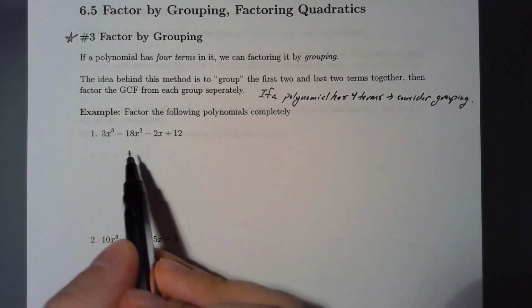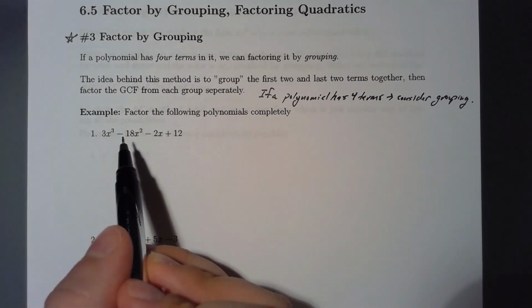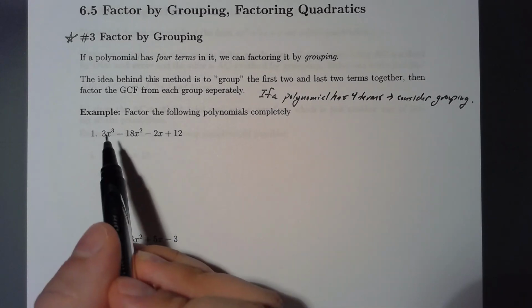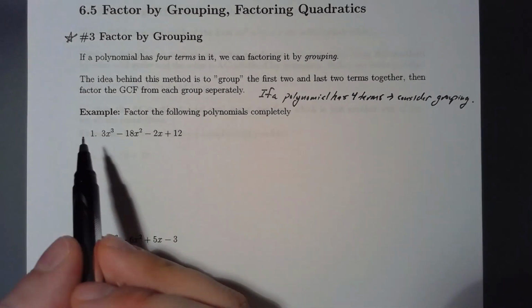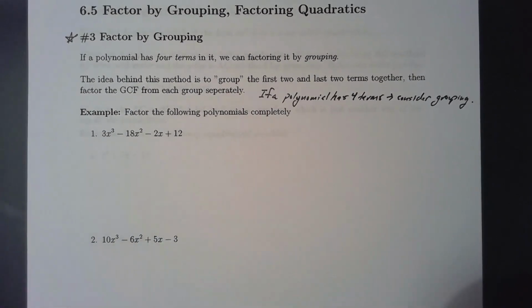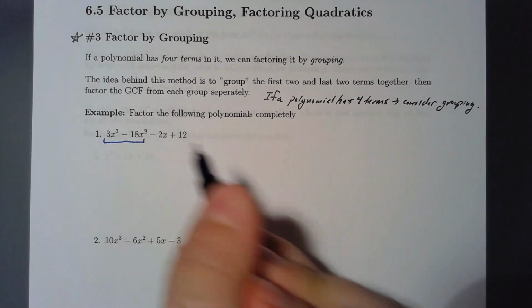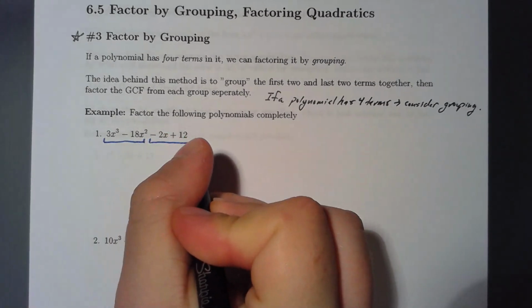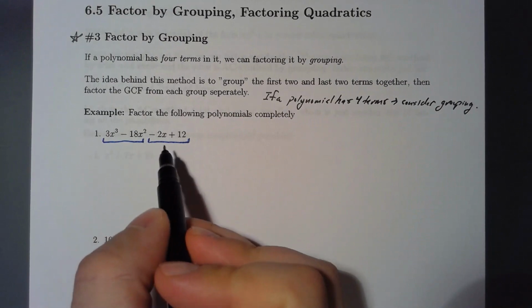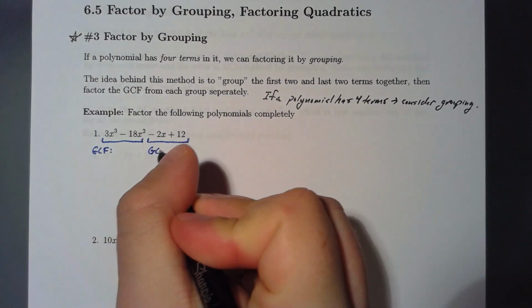Now, if you go through this, you'll see that there is no GCF for the whole thing. 3, 18, 2, and 12, they don't have a GCF. And they don't all have x in common. This is just a number 12. So there is no GCF in the whole thing. However, what we could do is group the first 2 terms and the second 2 terms separately. And we could factor a GCF out of the first group and second group separately.